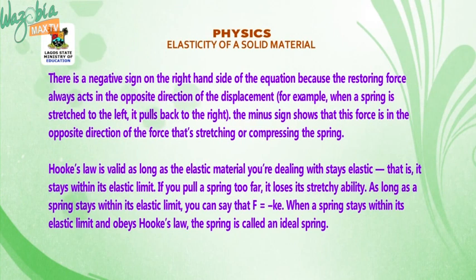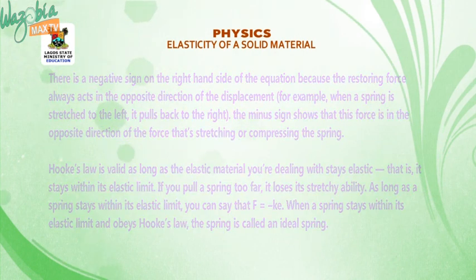The minus sign shows that this force is in the opposite direction of the force that is stretching or compressing the spring. Hooke's law is valid as long as the elastic material you are dealing with stays elastic, that is, it stays within the elastic limit. If you pull a spring too far, it loses its stretchability. As long as a spring stays within the elastic limit, you can say that F is equal to minus kE. When a spring stays within its elastic limit and obeys Hooke's law, the spring is called an ideal spring.